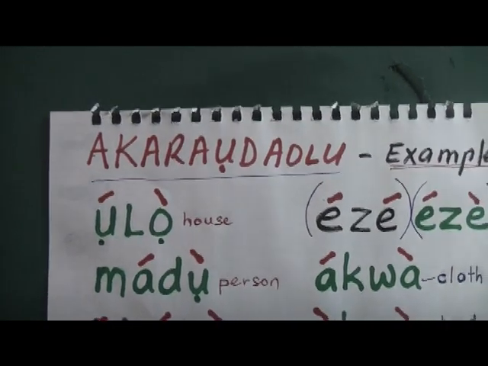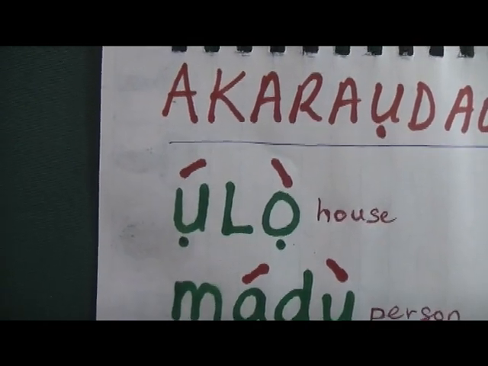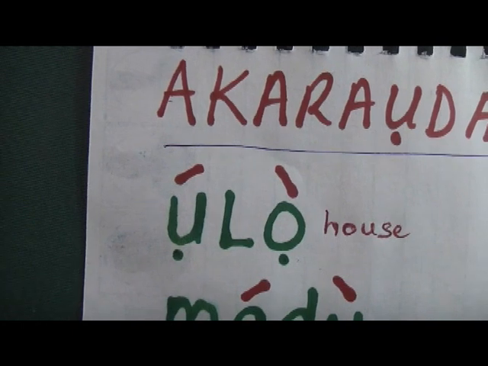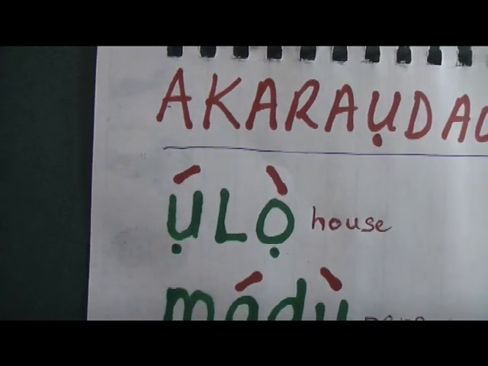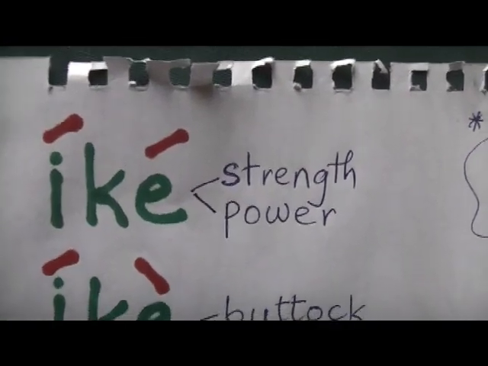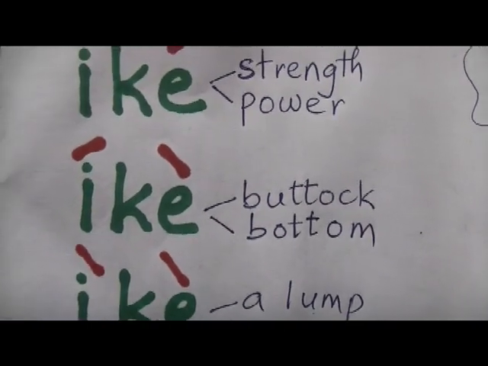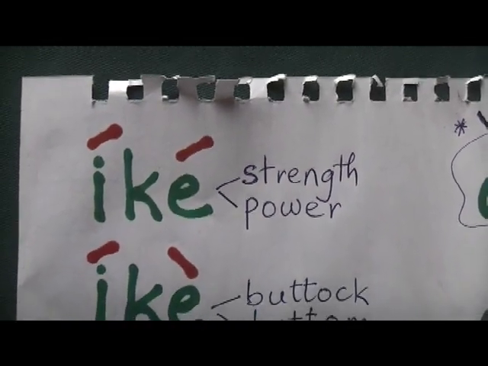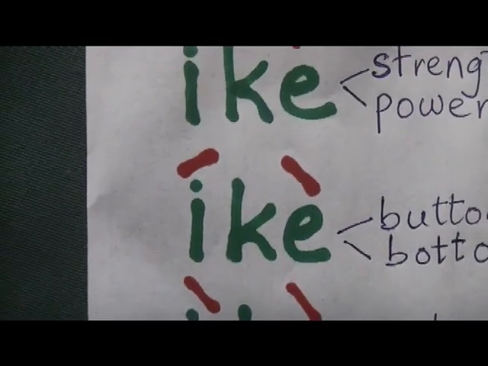Here are more examples of Akaraụdaolu. Ụlọ means house. Note the tone mark on top of o is a high tone, Ụdaolu. The tone on o is a down tone, which is Ụdala. Without this tone mark, you may pronounce a different thing. You may pronounce Ụlọ, Ụlọ, Ụlọ. Ike means strength or power. Ike means buttocks. So if you say Ike, you mean buttocks. If you say Ike, it means strength. That is Ụdaolu, Ụdaelu, while Ike is Ụdaolu, Ụdala.